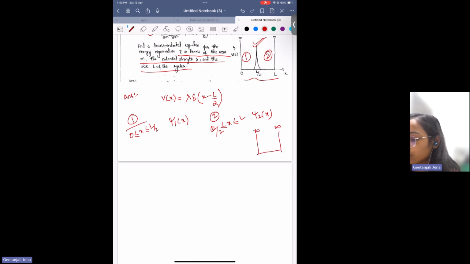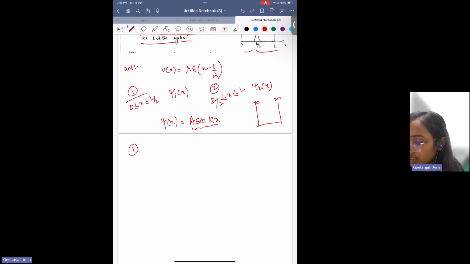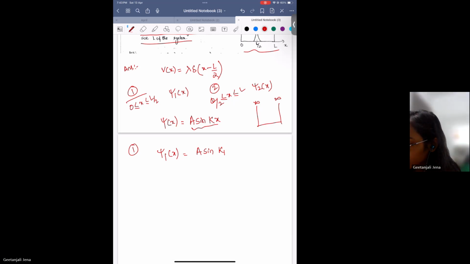For infinite 1D potential, we know that psi of x is a sine kx. So we can also express psi1 and psi2 in terms of the sine function. We can express psi1(x) as A1 sin(k1 x) and psi2 as A2 sin. V is 0 in both the regions, right? So that means k1 is equal to k2, so I can take it as k. So this is also kx, not kx, this is k(x minus L).